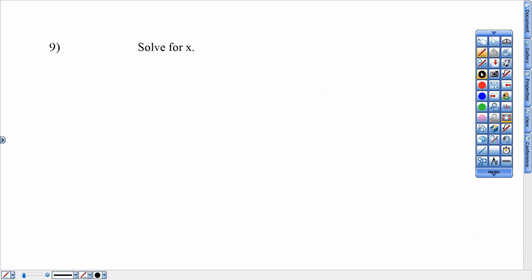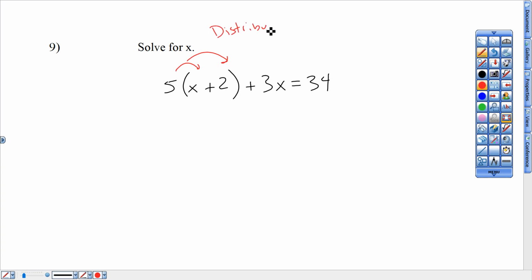Number 9, this one's solving for x. You need to know how to distribute and combine like terms. So let's write this first. First step, distribute. That is called distributing right there. Distribute is timesing that by both. So 5 times x gives me 5x. 5 times 2 gives me 10. Bring that 3x down, and that equals 34.